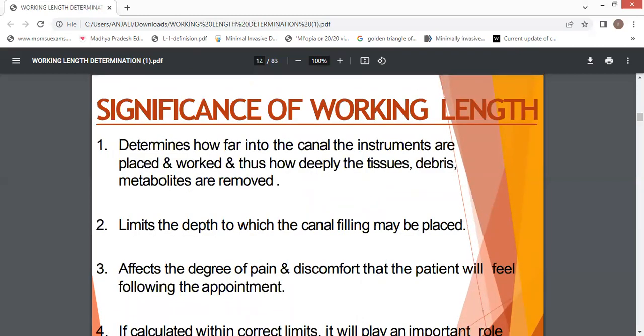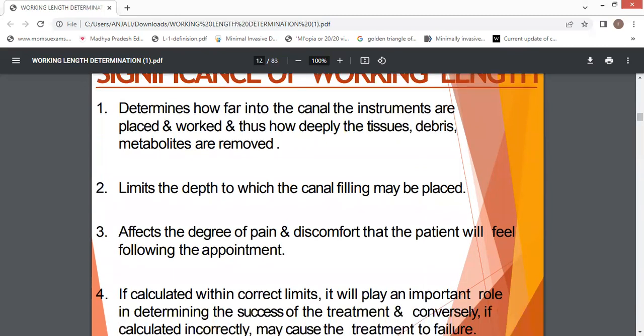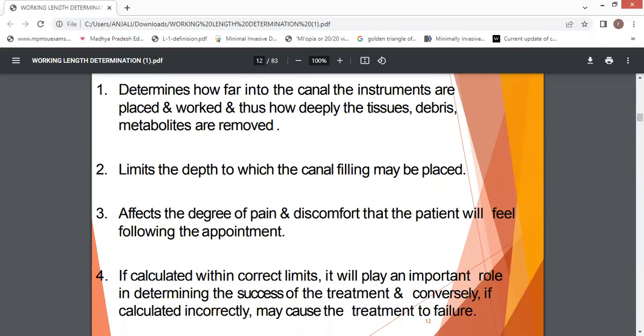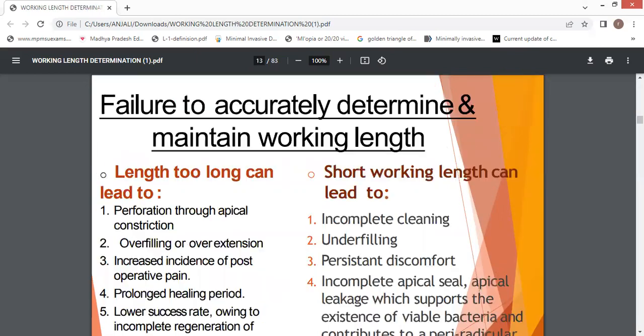Significance of working length: first, it determines how far into the canal the instruments are placed and work, and thus how deeply the tissues, debris, and metabolites are removed. Second, it limits the depth to which the canal filling may be placed. Third, it affects the degree of pain and discomfort that the patient will feel following the appointment. Number 4, if calculated within correct limits, it will play an important role in determining the success of the treatment, and conversely, if calculated incorrectly, it may cause the treatment to fail.